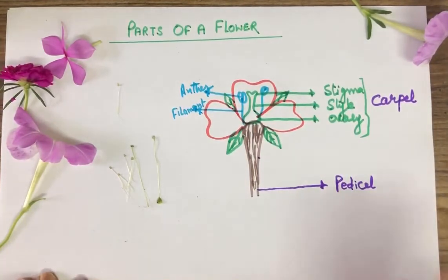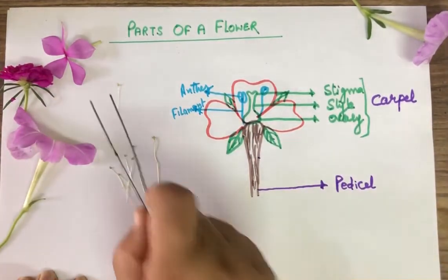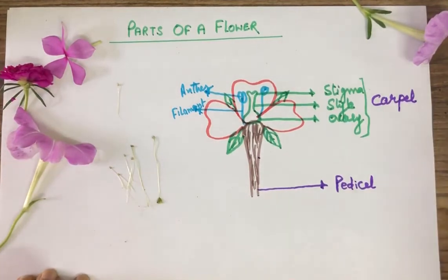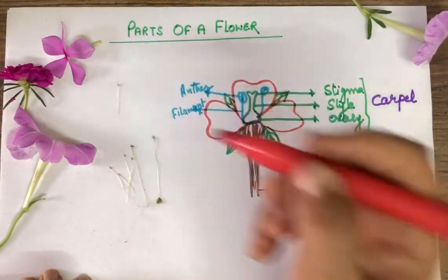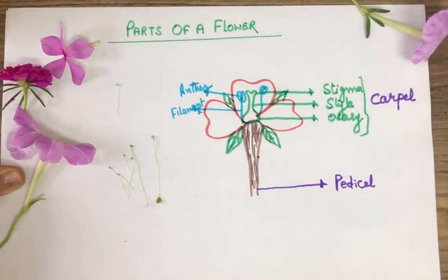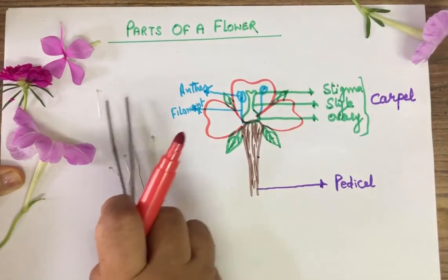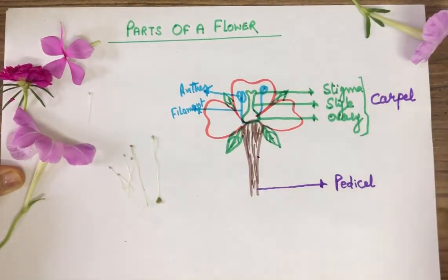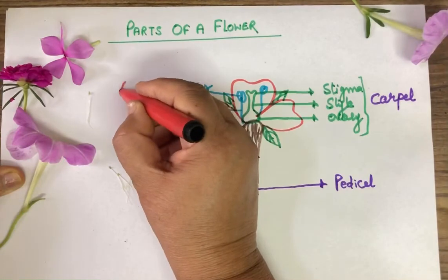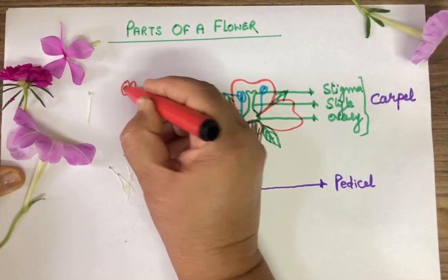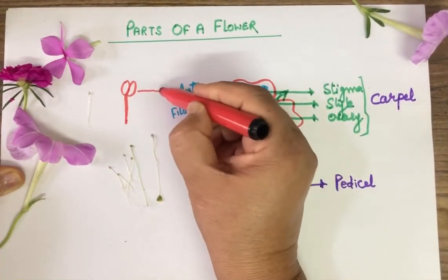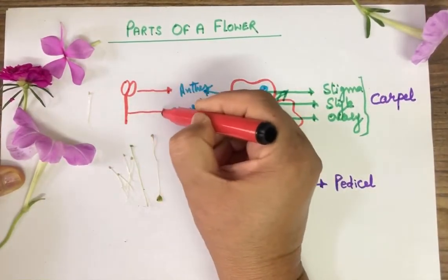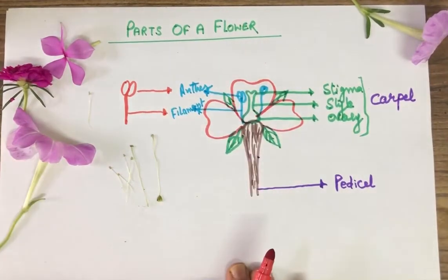In the same way, I can show you the different parts of this. I'll draw this diagram also. Simply you can draw like this. And this is the anther and this is the filament, right?